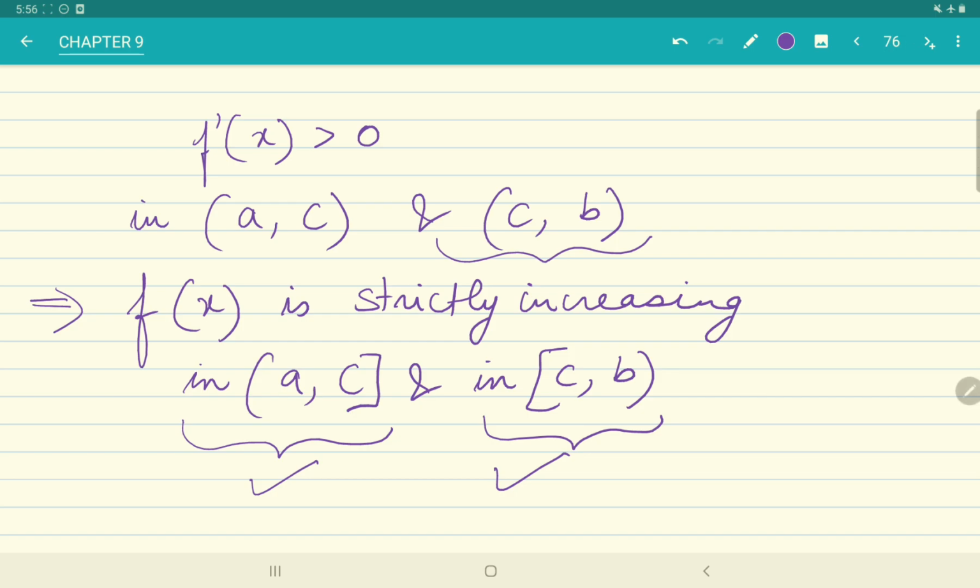And that just means if we are including C here, obviously this implies that x is equal to C. Even though it is a stationary point, it cannot be a local extreme point, because we are including C, and to the right of it and to the left of it the function is strictly increasing. So that just means that x is equal to C cannot be a local extreme point.